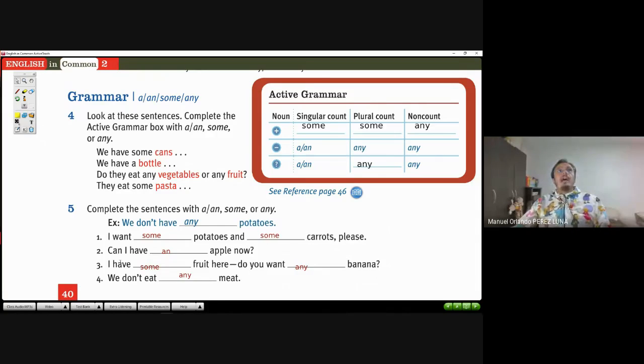But okay. I have some fruit here. Do you want any banana? We don't eat any meat. Negative, okay? Because this is negative and this is negative, okay? So this is it. And it is super easy to work with.